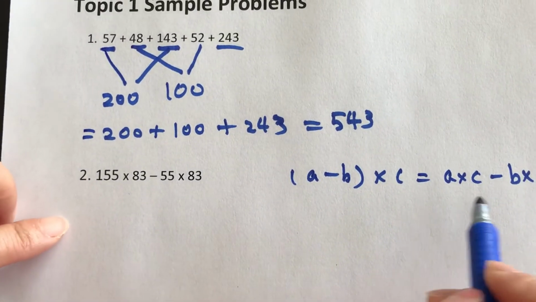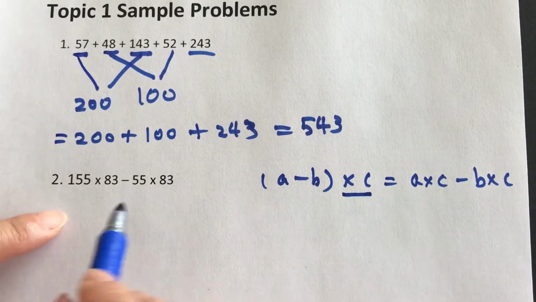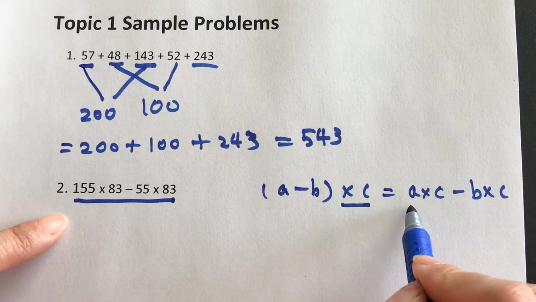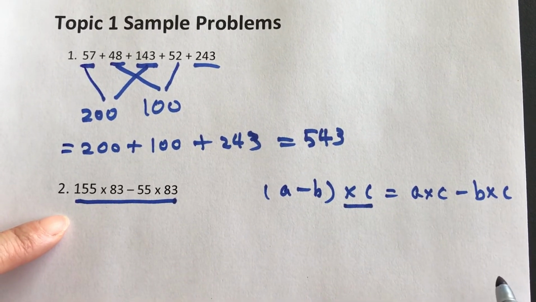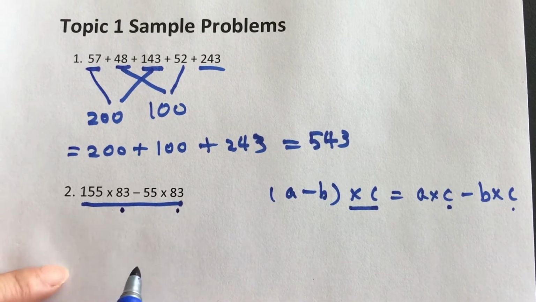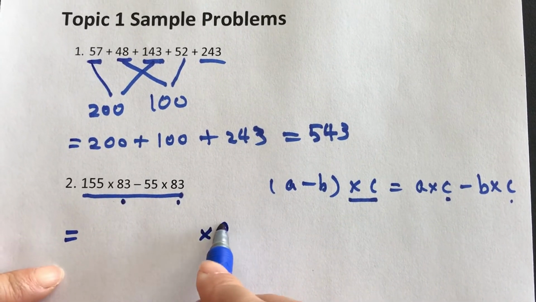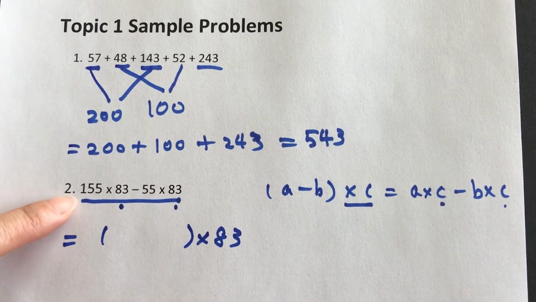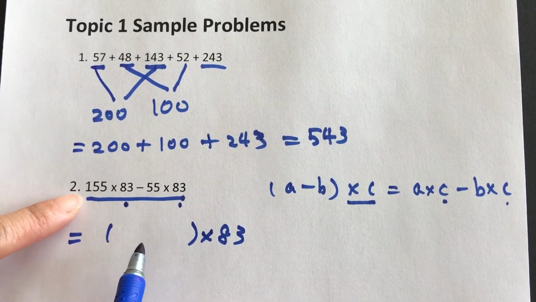Okay, so C is the common factor. So this calculation is exactly the same format as this right-hand side. C is the common factor. Here the common factor is the 83. So we take out the common factor. We have a bracket out front. What's left are going into the bracket.